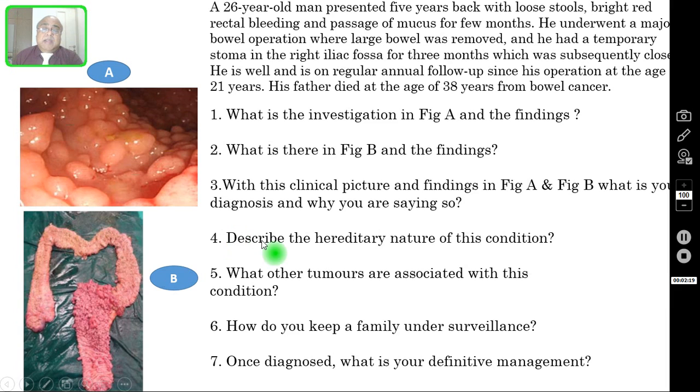Question number 4, describe the hereditary nature of this condition. Question number 5, what other tumors are associated with this condition? Question number 6, how do you keep a family under surveillance? Question number 7, once diagnosed, what is your definitive management? So I request my viewers to pause the video and try to answer all these 7 questions. After answering, you can verify your answers with the correct answers, which I am going to discuss in the subsequent slides.